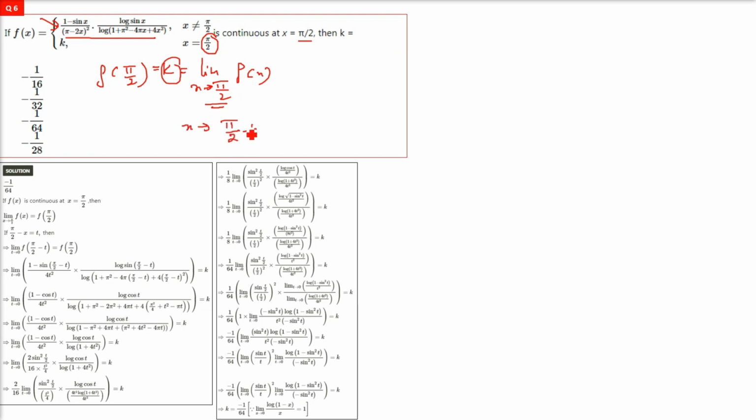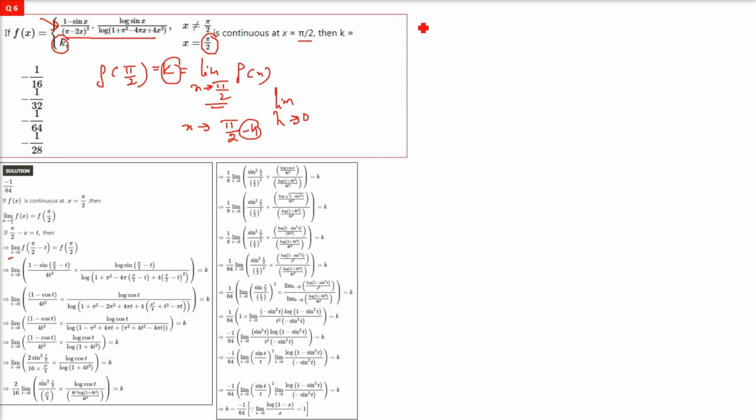So in left hand limit, right hand limit, what do we do? Pi by 2 minus h and pi by 2 plus h. Since it is already given in the question that it is continuous at x equals pi by 2, the left hand limit and right hand limit will be equal. So either you can try with pi by 2 plus h or pi by 2 minus h. I am doing it with pi by 2 minus h. Every time I apply this limit, h tends to 0, because x is tending to pi by 2 minus h.